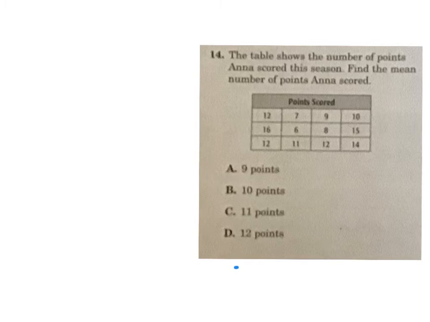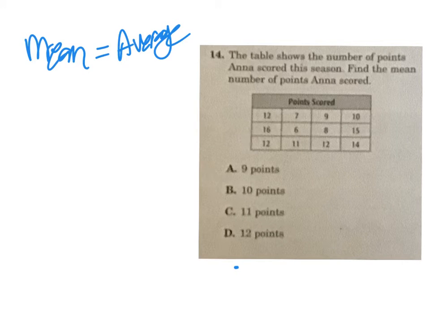Number 14 is about mean, finding the mean. And when we see the word mean, we need to think average. And the way you find the average is you add them all up and divide by the number you have. So we have 1, 2, 3, 4, 5, 6, 7, 8, 9, 10, 11, 12. So it's going to be divided by 12. So let's just add them up, shall we? And I'm going to do this on my calculator.